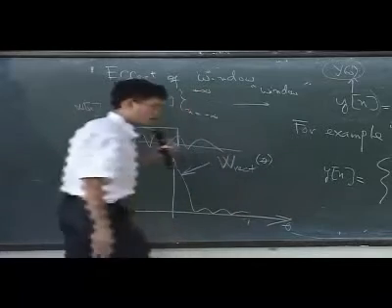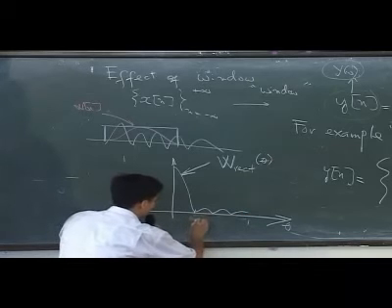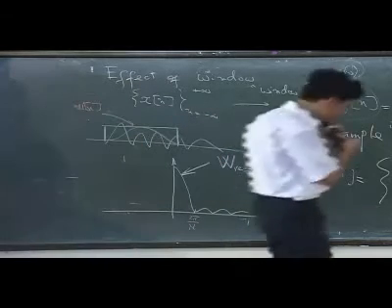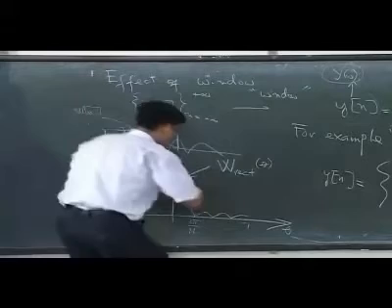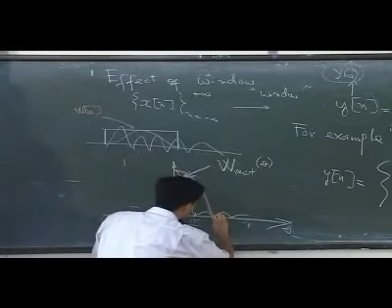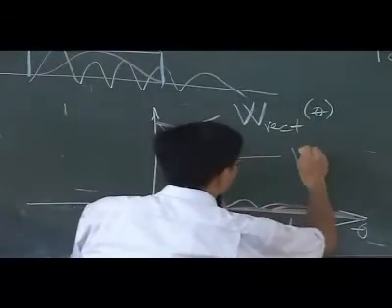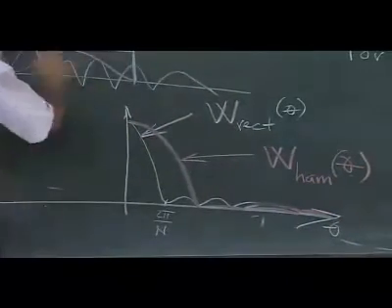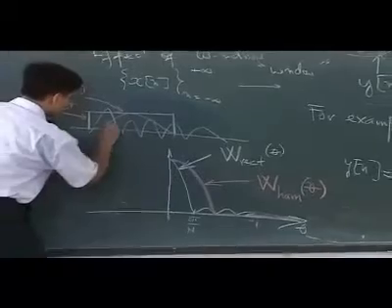So you have something like this, and you draw it out here. It is the same function, about 2 pi over N. That's the rectangular window. Now the Hamming window would look something like this, moving down, much smaller. That is W of the Hamming window. So this is a rectangular window, and this is a Hamming window.